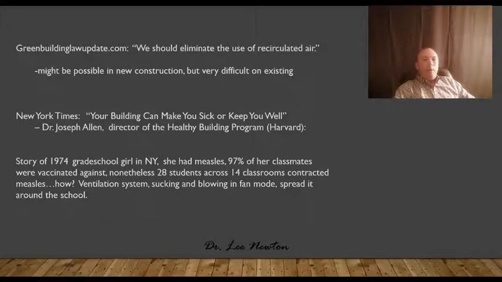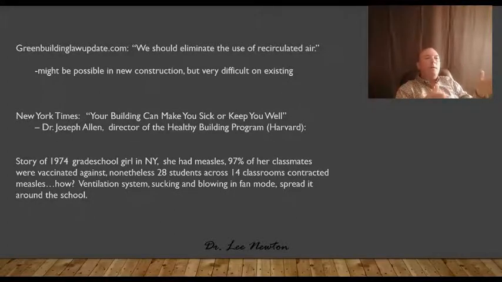A little bit of greenbuildinglawupdate.com website: we should eliminate the use of recirculated air. Now, going back to my office example, it's only recirculated in my office. I don't have another business renting. I have 2 businesses in my building. They're completely compartmentalized. They have their own supply and return. There is 0 mixing of conditioned air. I have 3 zones just because we have a bigger facility here and you can't provide heating and cooling effectively across 5,000 square feet with 1 zone.